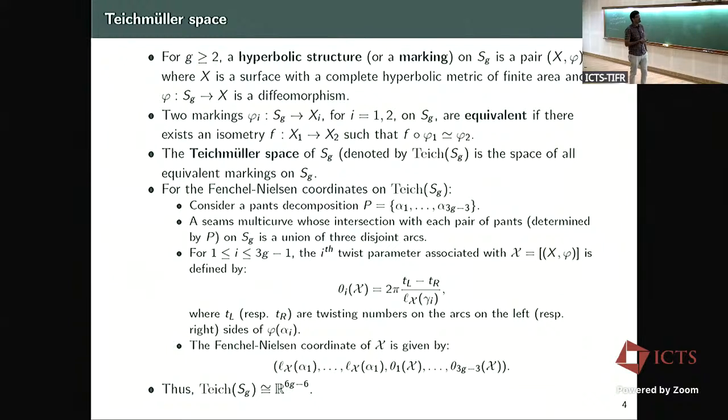We have already discussed Fenchel-Nielsen coordinates on the Teichmüller space, but I'll do a quick recap of that. You consider a pants decomposition. It's a collection of 3g minus 3 curves on your surface. This is the genus g surface. So a pants decomposition will have 3g minus 3 curves, and that will decompose the surface into pairs of pants. And also you need to select a seams multicurve, a collection of curves whose intersection with each pair of pants on the surface is the union of 3 disjoint arcs. So let me explain that. For example, if you take genus 2, this is a pants decomposition.